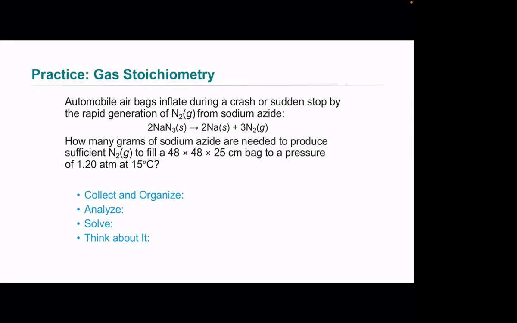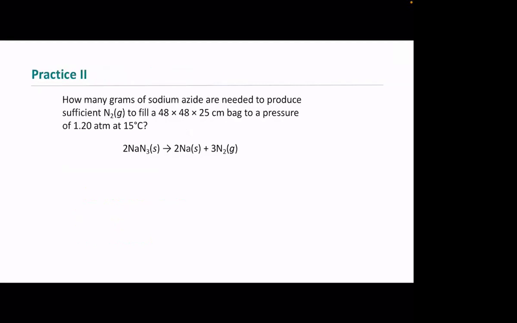So an automobile airbag inflates during a crash or sudden stop by the rapid generation of N2 from sodium azide, and the balanced equation is given to you. The question is, how many grams of sodium azide do we need to put in that mechanism so we make sure we get enough inflation of the airbag? And then I give you the dimensions of the airbag, the pressure, and the temperature. What do you want to do?